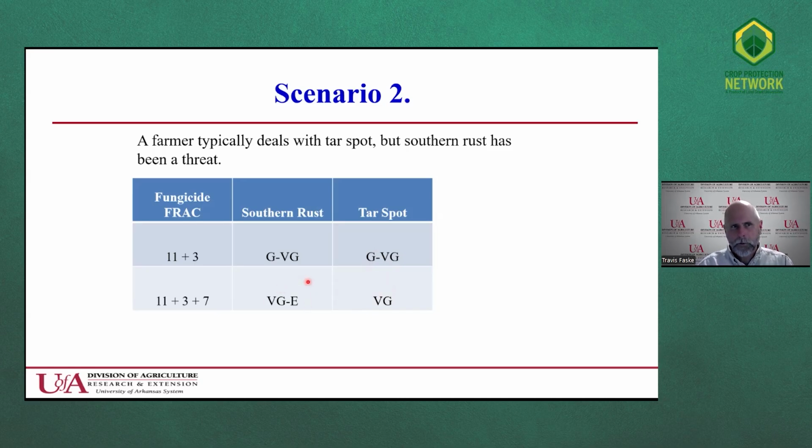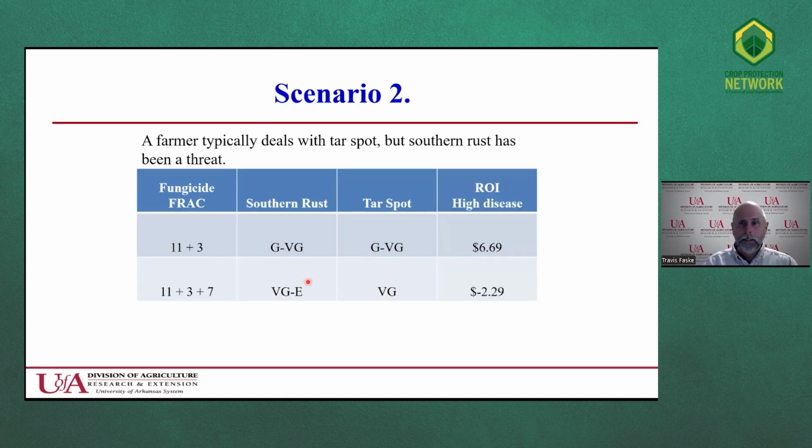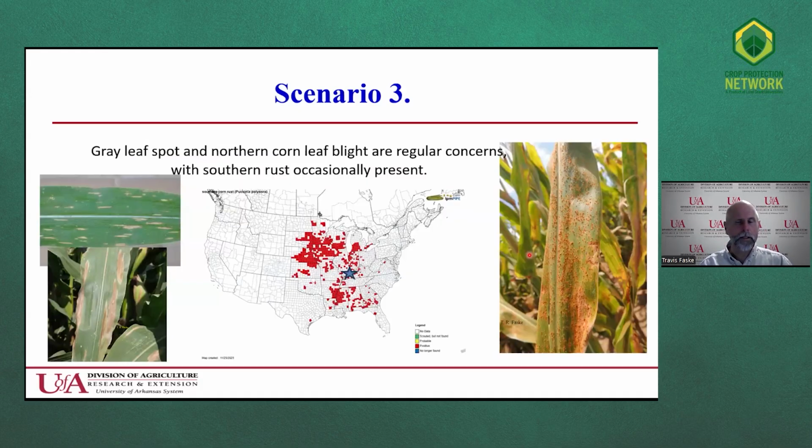But remember that other category that was in there may be price. So also on CPN is an ROI calculator. And if we look at that for these two fungicides under high disease pressure, so this is greater than that 5%, this first one has a much better return on investment. And so for my choice, that kind of shifts what I was originally thinking, and I would go with fungicide number 1.